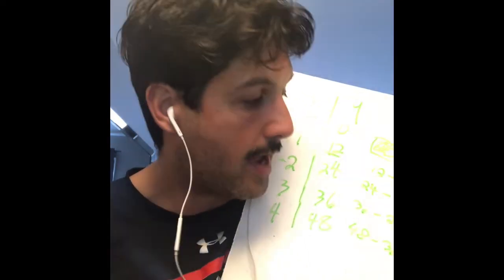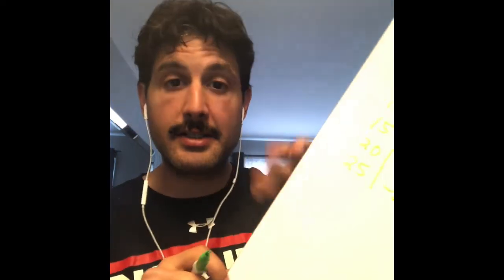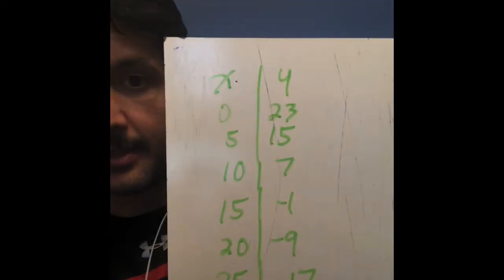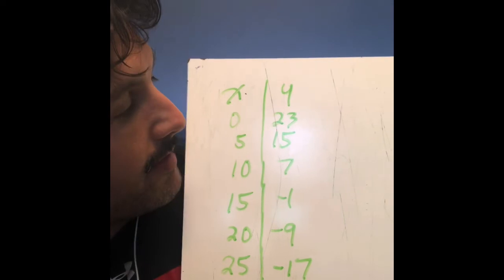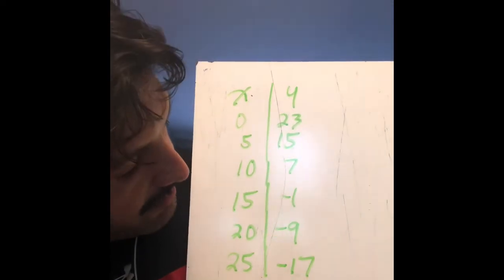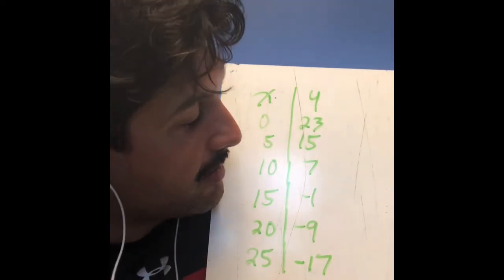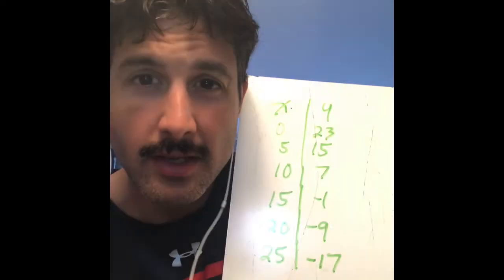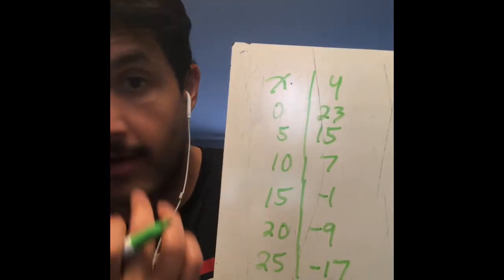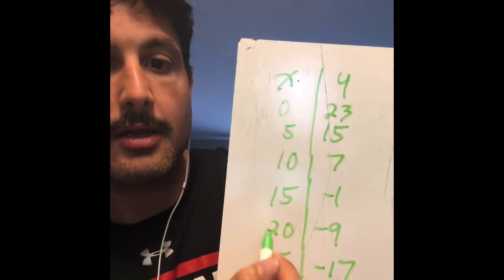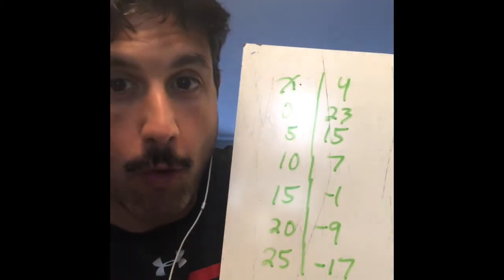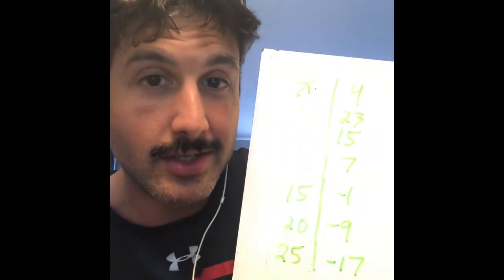All right, now the next example on your handout is a little different. We've got values of 23, 15, 7, negative 1, negative 9, negative 17. First of all, you should notice that those values are going down. So that's what a negative slope looks like. It's the values are going down instead of up. And also take a look at the x values. They're not going up by ones, so that's going to change the slope as well.